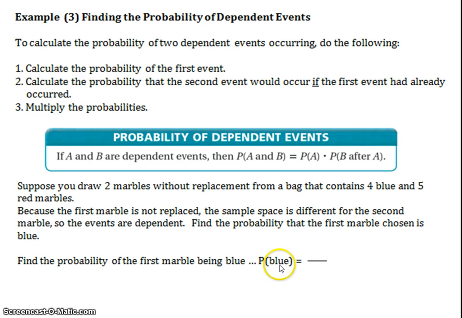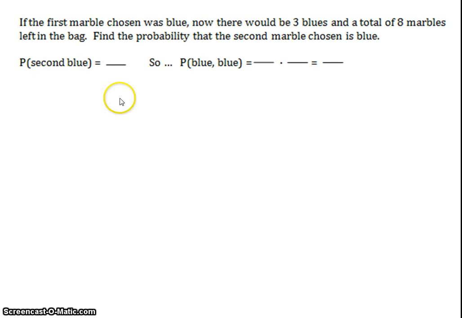The probability of blue is how many total blue marbles out of how many total marbles in the bag. Please write that ratio here. If the first marble chosen was blue, now there would not be 4 blue marbles in the bag, there would only be 3. And there would be only a total of 8 marbles left in the bag.